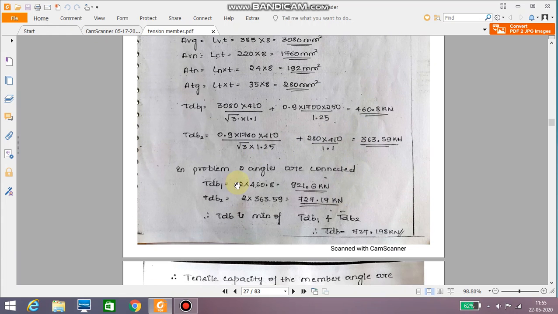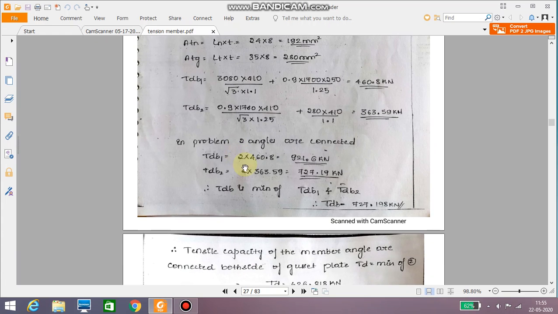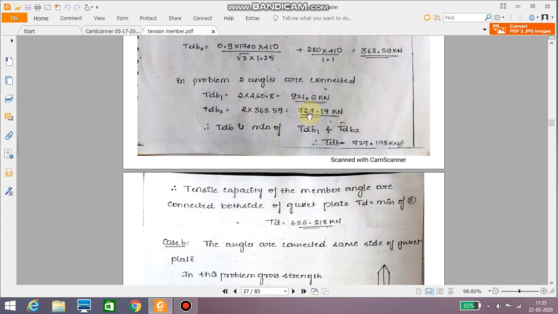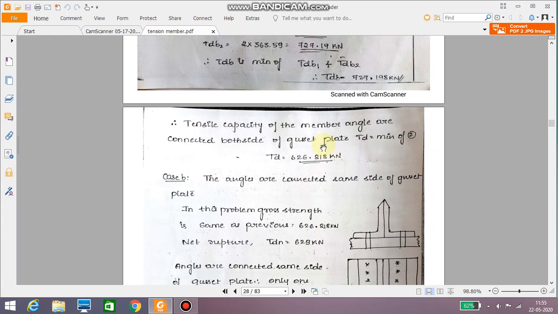So here actually two angles are connected, therefore these values shall be multiplied with the 2. Therefore Tdb is the minimum of these two, works out to be 727.198. Therefore tension capacity is the least of the above three values. One is gross yielding, then the rupture of the net section, and the third one is the block shear failure. So 626.818 is the Td value.